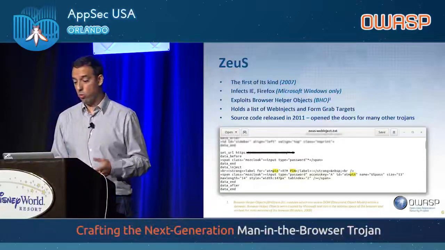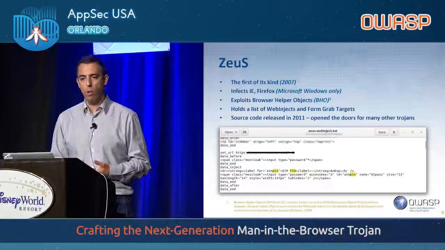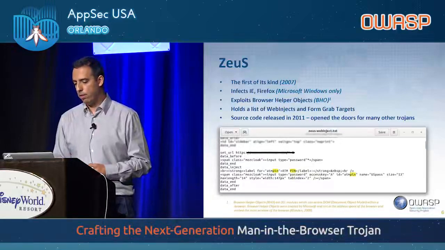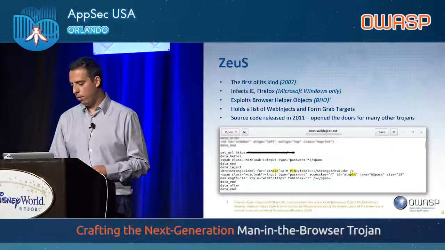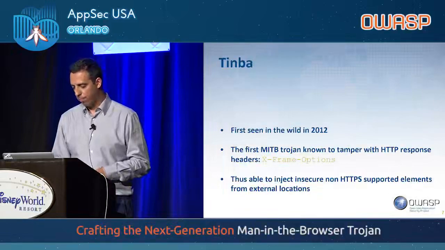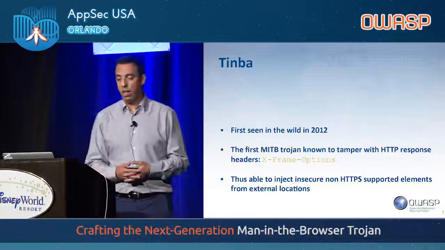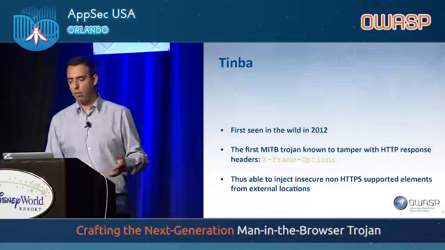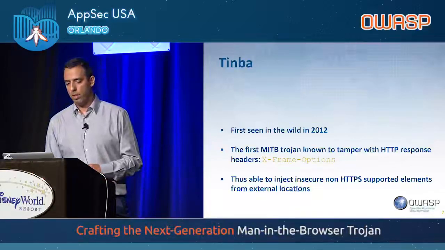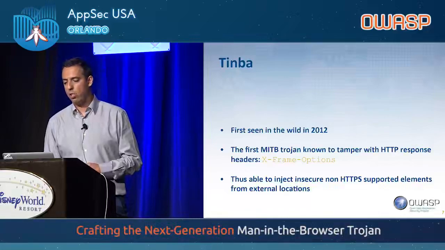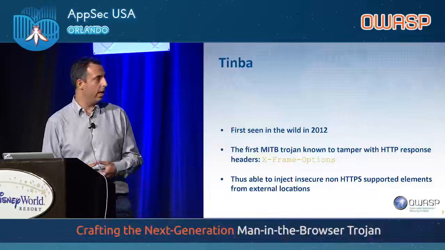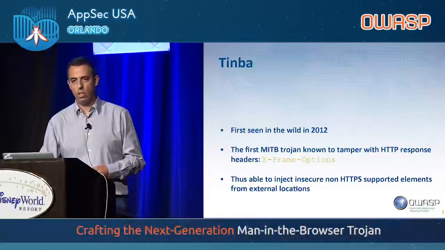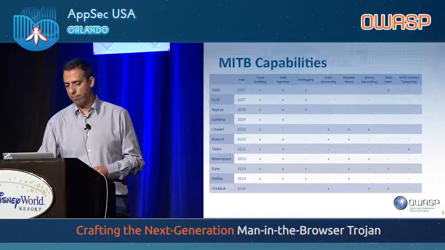The source code was released in 2011 by its author, and that really opened the doors for many other Trojans to evolve upon what Zeus already did. Another Trojan I'd like to highlight is Tinba. So it came 5 years later, and I'm particularly interested because it was the first one to introduce the capability of tampering with the HTTP response header, in this case, the X-Frame-Options. And you'll see in a moment why this is interesting to us.